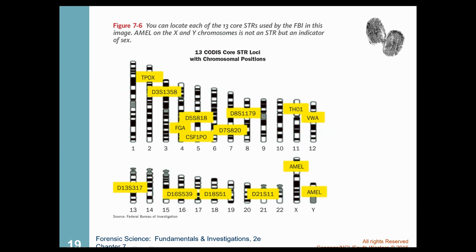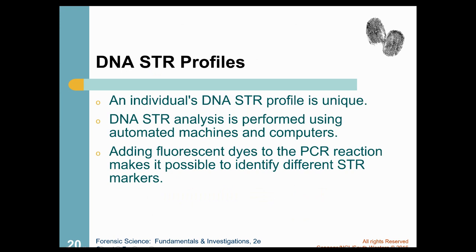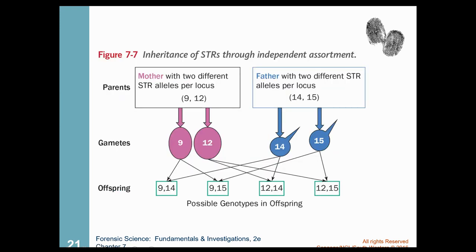All right, so here are some STRs. Here are some chromosomes, and all these little different bands are all the different things that make us unique with the 13 core STRs. And we also have our X and our Y chromosome. So an individual's DNA STR profile is unique, except for identical twins, right? Identical twins are going to have an identical DNA STR profile. A DNA STR analysis is performed using automated machines and computers and fluorescent dyes, and this PCR reaction that we talked about, in order to identify.